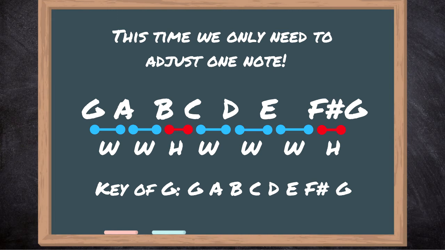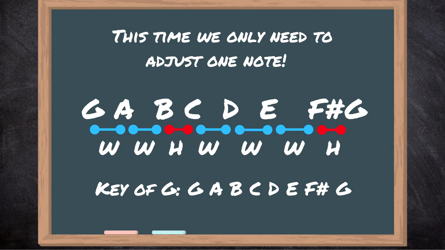So again, G to A is a whole step, A to B is a whole step, B to C is a half step, C to D is a whole step, D to E is a whole step, E to F sharp is a whole step, and finally F sharp to G is our half step. So the key of G goes G, A, B, C, D, E, F sharp, G. And there you go.